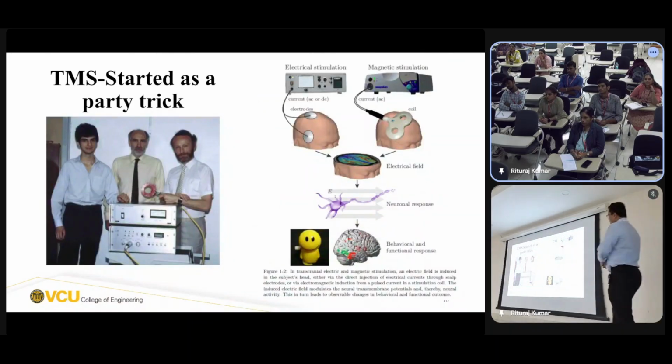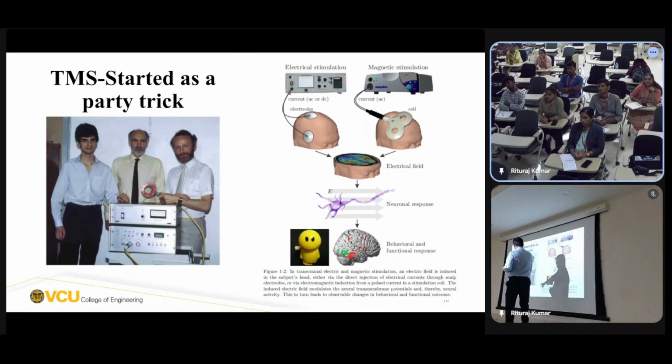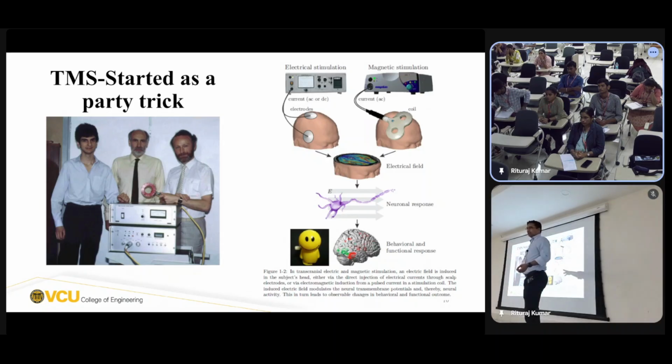Okay, here is TMS. It started as a party trick. This is Reza Jalinas, Anthony Barker, Tony Barker, and Reza Jalinas. These are electrical engineers. They built the first commercial stimulator. They used to use it as a party trick, just to put it on the brain and make people's hand flip like this. It was so interesting that there used to be a line in front of their office in University of Sheffield, UK.